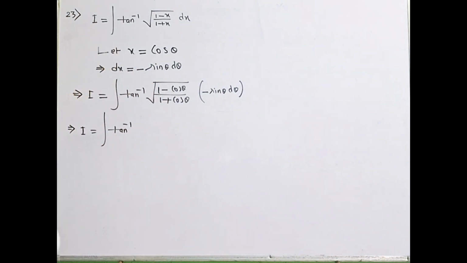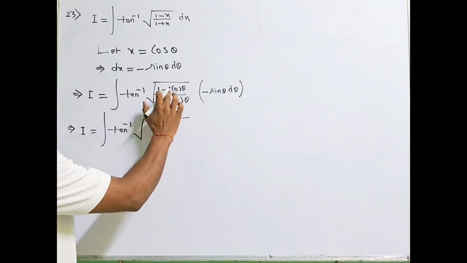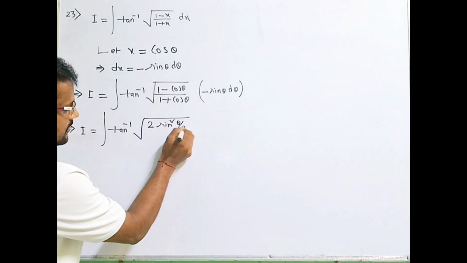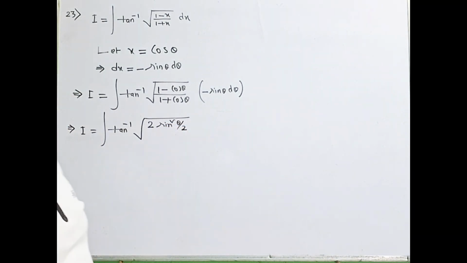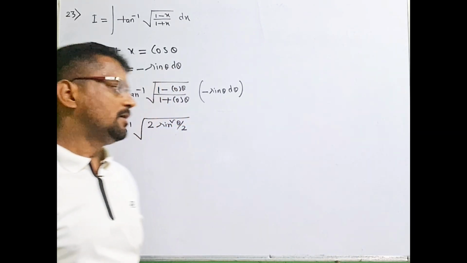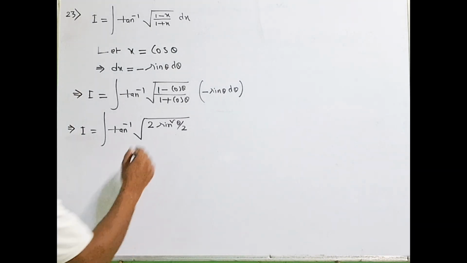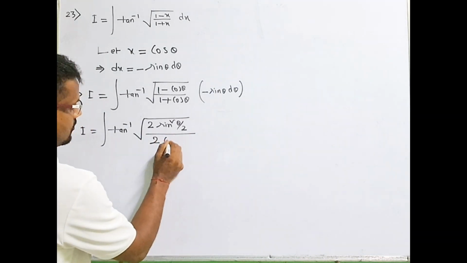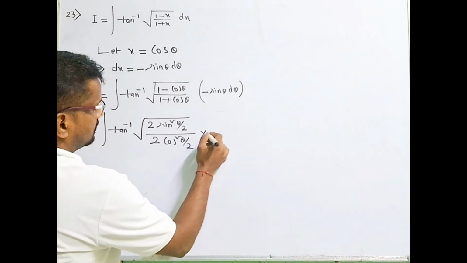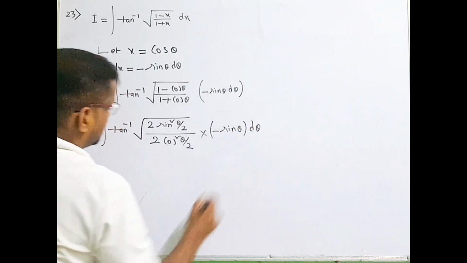This formula you have to use here. If you use that formula, 1 minus cos of twice theta is just 2 sin square theta by 2. I mean to say, we know that 1 minus cos of twice x is 2 sin square x, and if twice x means theta, then x is theta by 2. Divided by 2 cos square theta by 2, into minus of sin theta d theta.